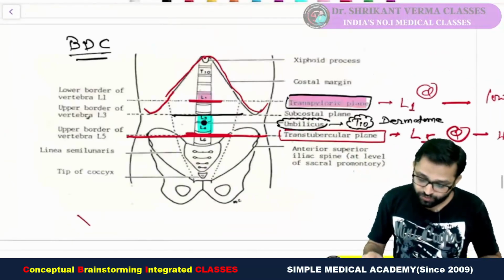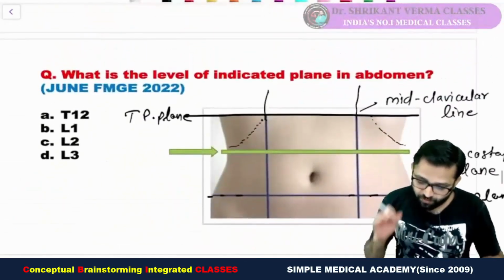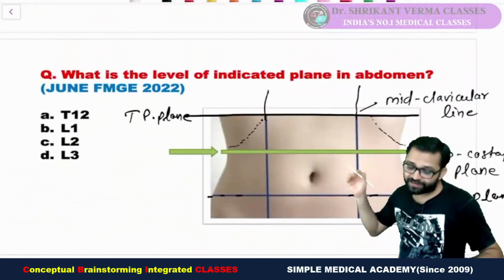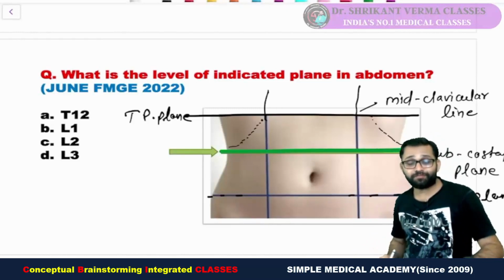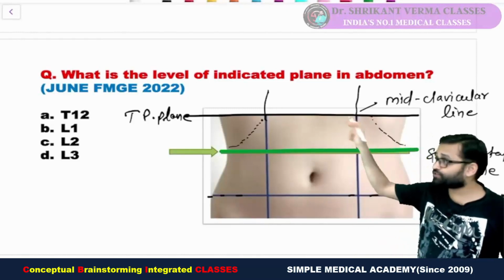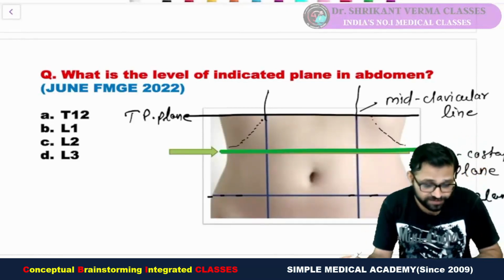Okay, so all things are clear. Can you tell me what is the answer? What is the plane? Yes, this is the plane which is passing below our rib margin. So what will you mark? T12, L1, L2, L3. Tell me what is the answer, beta?